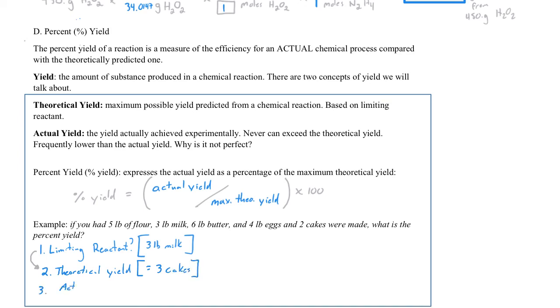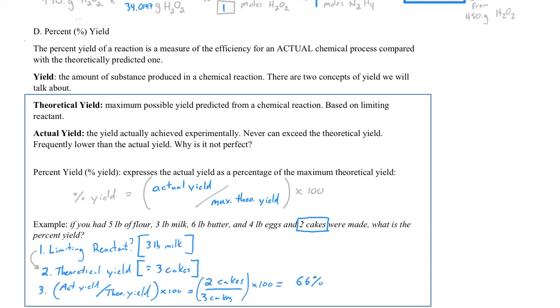In the third step, we actually calculate the percent yield. Again, this is the actual yield divided by the theoretical yield and then multiplied by 100 to give a percentage. In this case, we have the actual yield of 2 cakes, and we're dividing that by 3 cakes. So it's 2 divided by 3, and then multiply that by 100. So we see it's a percent yield of 66%, approximately. So let's go to the next page where we will look at a real example and see if we can determine the percent yield.